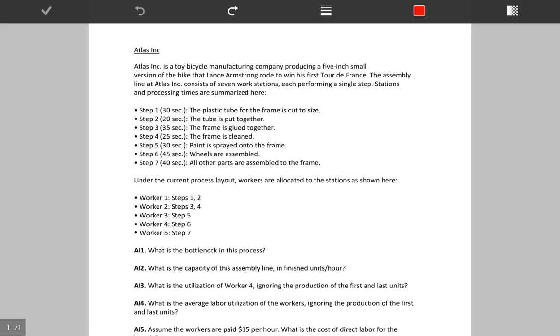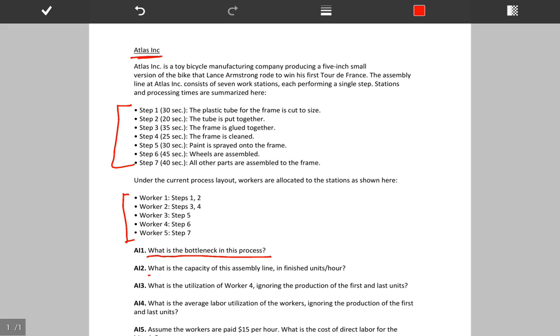The first video we're going to make is for the problem Atlas INC that we discussed in class last week. In this problem, there are 5 workers working 7 tasks. The first question in this problem is, what is the bottleneck in this process? That is, which worker is the bottleneck in this process?